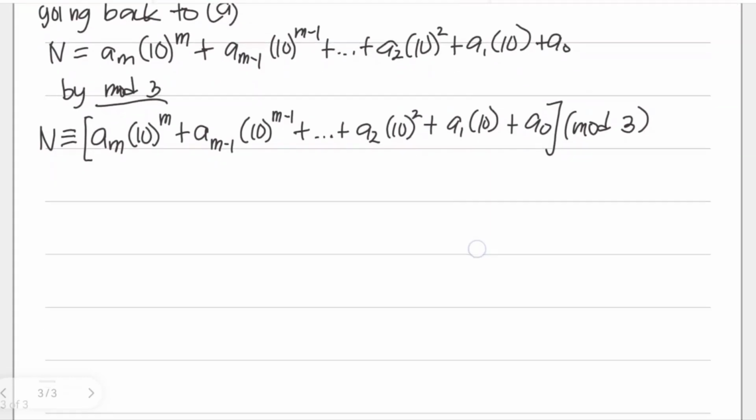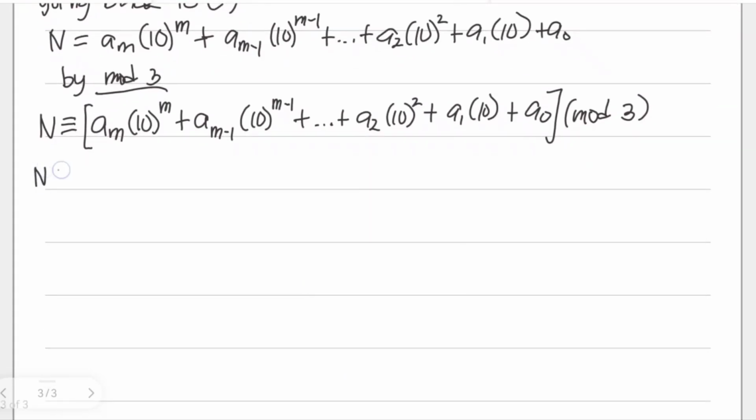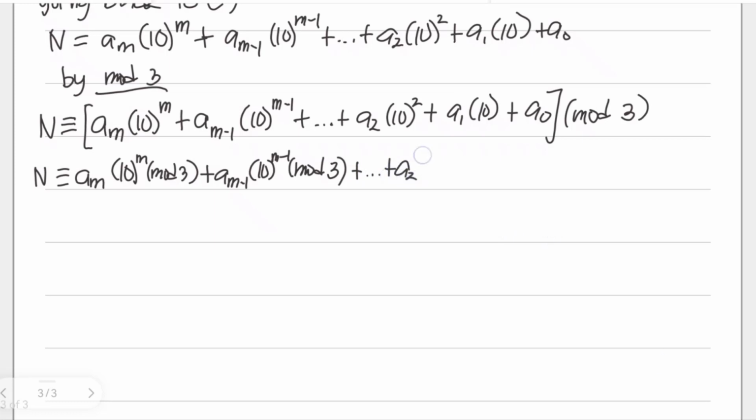When we distribute modulo 3 to all the terms, we have n is congruent to a sub m times 10 to the power of m modulo 3 plus a sub m minus 1 times 10 to the power of m minus 1 modulo 3 plus dot dot dot, all terms inside as well, a sub 2 times 10 squared modulo 3 plus a sub 1 times 10 modulo 3 plus a sub 0 modulo 3. So with that, we can now have this form here.